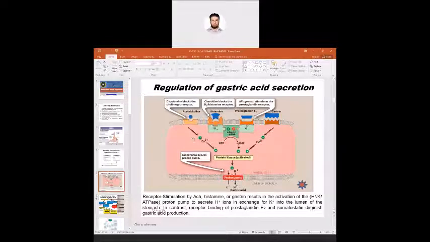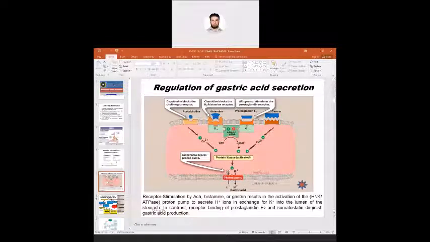This acetylcholine can stimulate, at the end after a series of intracellular events, activation of kinase enzyme, which will lead to the activation of the proton pump, which is the final step of gastric acid secretion. The proton pump is the hydrogen potassium ATPase enzyme, which exchanges hydrogen ion for potassium ion. That's why this is called the proton pump. It pumps the hydrogen proton in exchange with potassium.